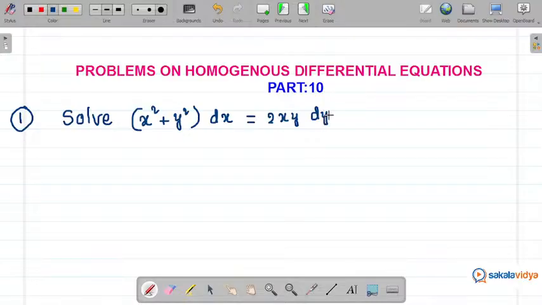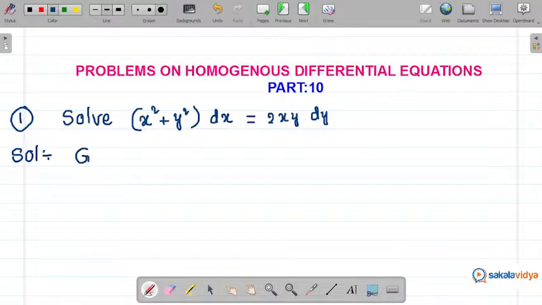How do we recognize that the given equation is a homogeneous differential equation? Very simple. x square plus y square is a function of x comma y and xy is also a function of x comma y, but it should be put in the form of dy by dx. So the given differential equation can be written as dy by dx is equal to x square plus y square divided by 2xy.